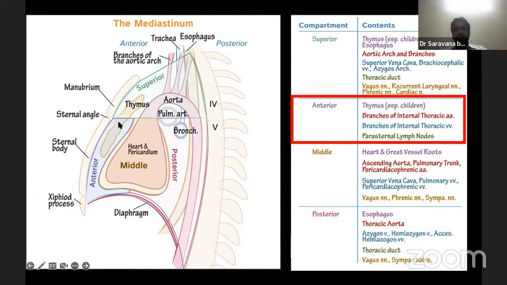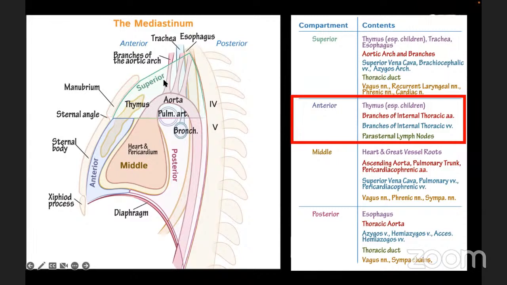So the anterior compartment is bounded anteriorly by the sternum and posteriorly by the cardiac structures. So if you see in this diagram, any mass in the anterior mediastinum, if it goes superiorly, it may have chances to cause a mass effect on the aorta as well as the superior vena cava.